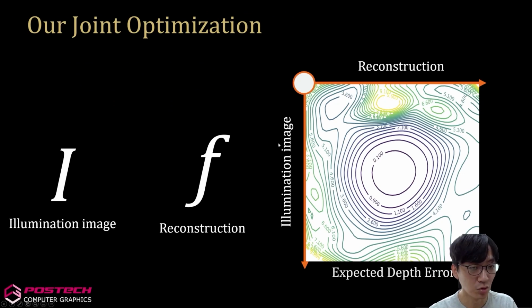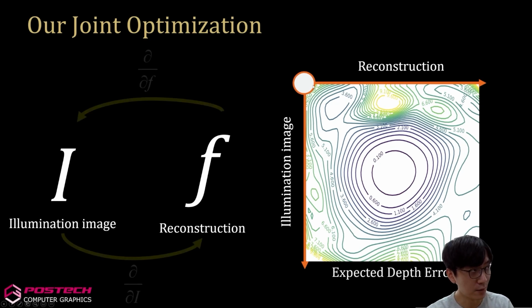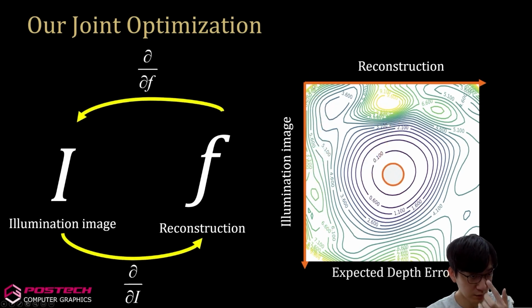To overcome the limitations of the sequential design, which is that we may not find the best optimal combination of illumination image and reconstruction algorithm for the best depth accuracy, what we propose here is to jointly optimize our illumination image and reconstruction algorithm, to find the expected better depth accuracy by jointly estimating the illumination image and reconstruction. Okay.